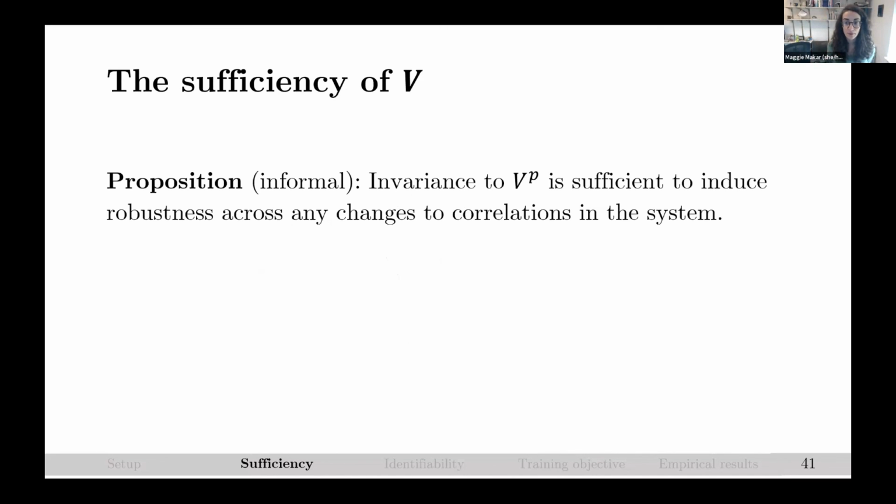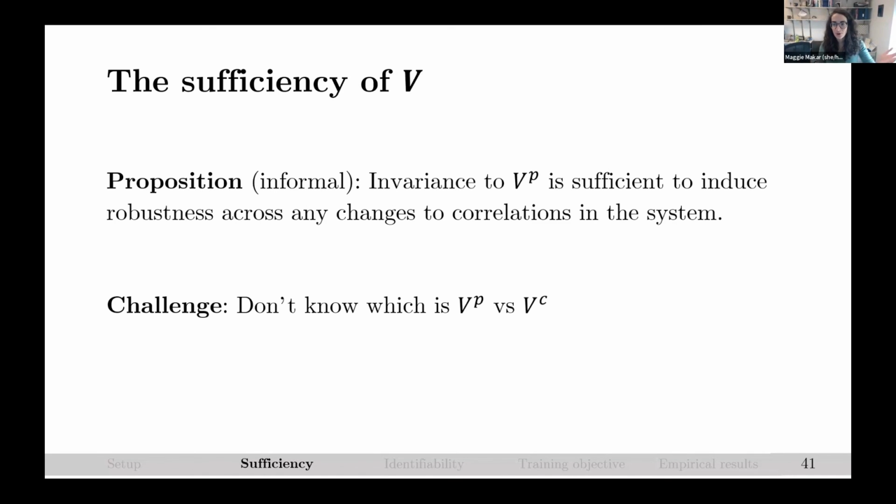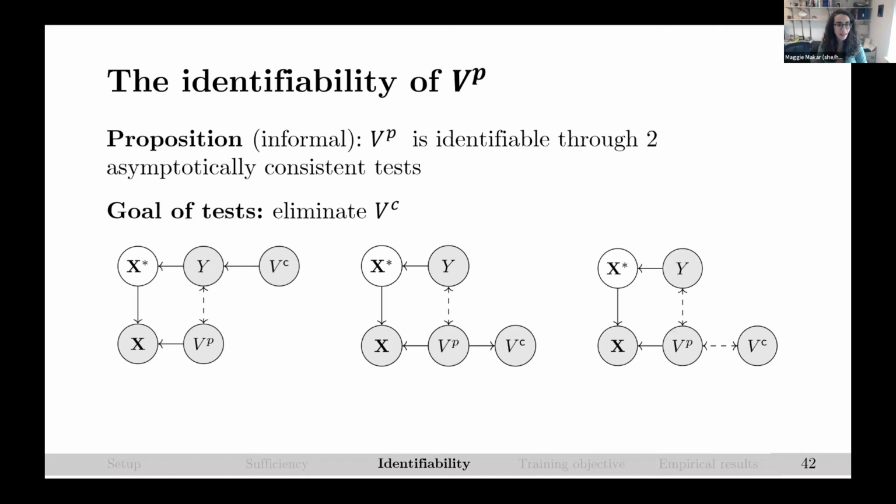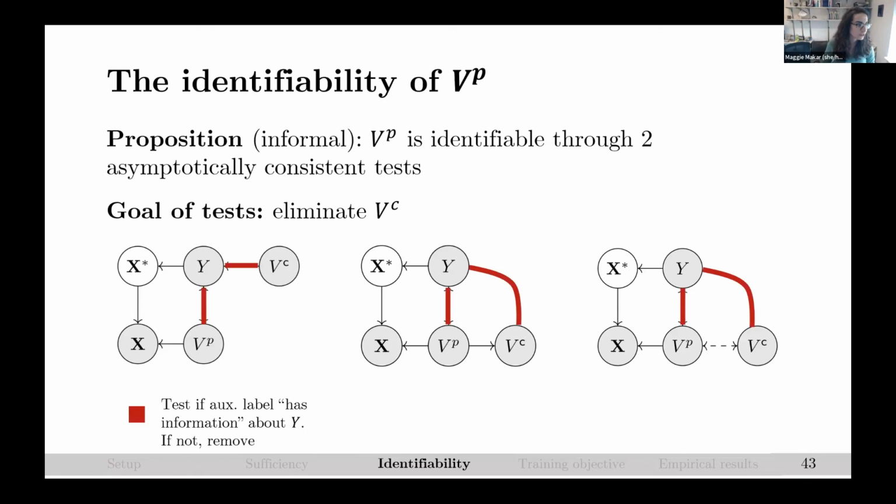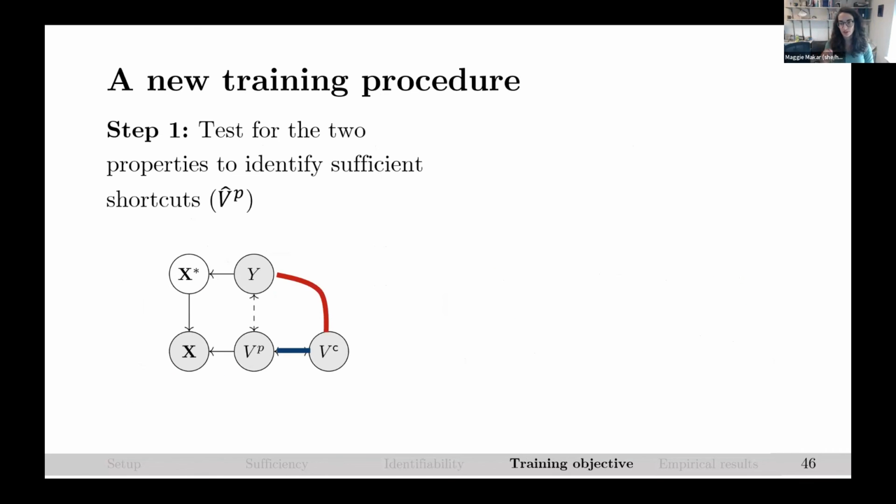Similar to the first part of the talk, we started by analyzing the set of causal DAGs, and that helped us realize that you can provably show that invariance with respect to V_P only is necessary to induce robustness against any correlations in this system. This finding would be helpful only if we're able to identify which is V_P and which is V_C. The good news is that we also found that V_P is identifiable through two sets of independence tests. I'll skip the details of those two tests because of time, but the upshot is that they help us identify the sufficient set of auxiliary labels that we want to be invariant to. I'm happy to chat with folks offline.